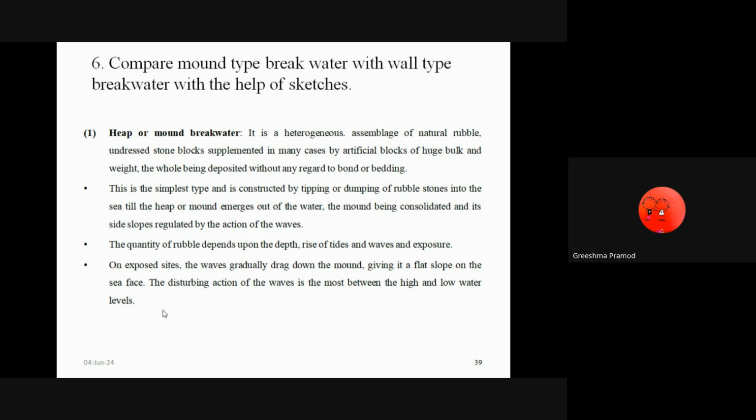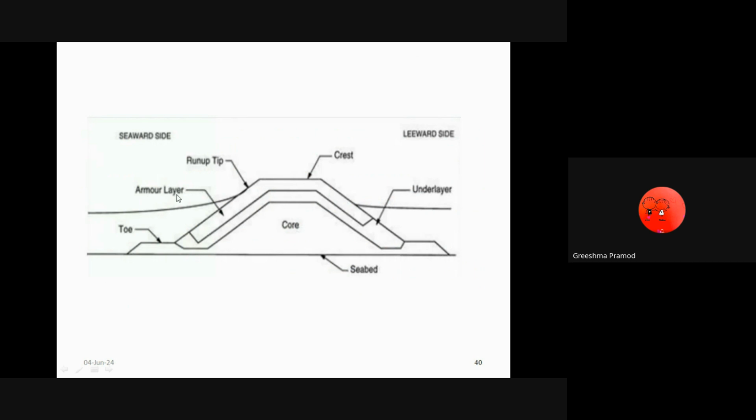Under classification comes the mound type and the wall type. Out of these, comparing these two with sketches was asked. First, the mound type breakwater. This is a heterogeneous assembly of natural rubble, undressed stone blocks, supplemented in many cases by artificial blocks. It is the simplest type and is constructed by tipping or dumping of rubble stone into the sea. The quantity of the rubble depends upon the depth, the rise of the tide, and the waves. On the exposed side, the waves gradually drag down the mound, giving it a flat slope on the sea face. The figure for that is given here.